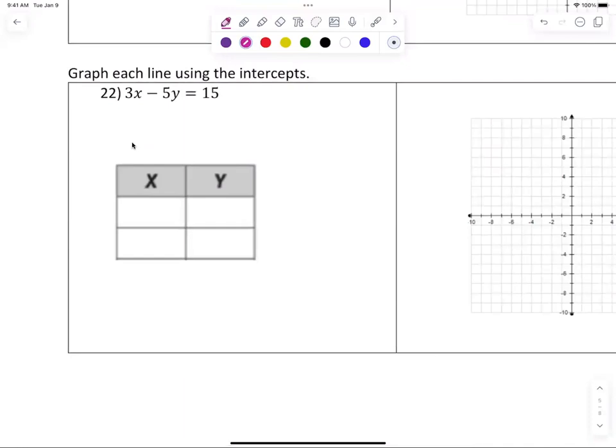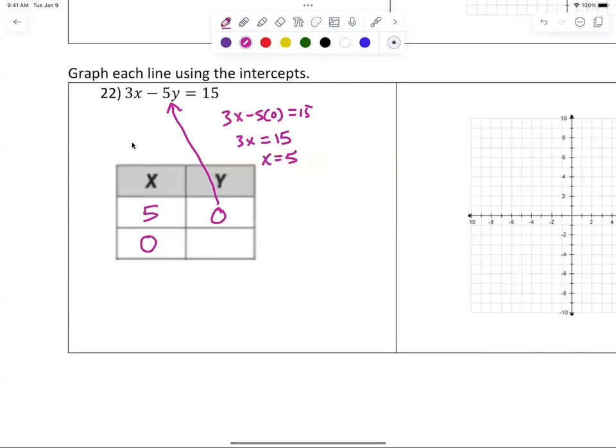All right. Intercepts for number 22. Who remembers how to find the intercepts? Yes. Under y, you put a 0, and under x, you put another 0. So if I plug 0 in for y, what was the x? So we have 3x minus 5 times 0 equals 15. 3x equals 15. So x is what? X was 5. Beautiful. X equals 5.